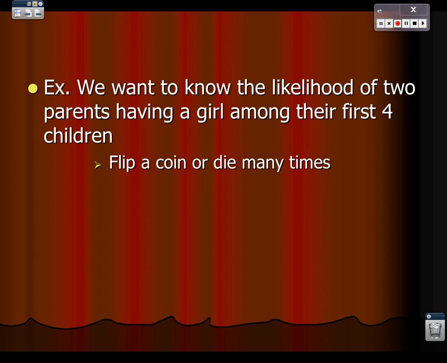If I flip the coin, I can let heads represent having a boy. I can let tails represent having a girl. I would flip a coin 4 times, record the sequence of heads and tails, and see how that correlates to having a girl or a boy. I could roll a die. I could let odd numbers be having a boy, even numbers be having a girl, and roll a die 4 times, record the 4 numbers, and see how that represents having a boy or a girl.